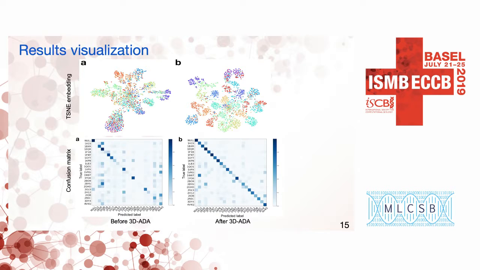Here are some visualization results. The TSNE embedding shows that after the domain adaptation, the features of different classes are better separated. And the confusion matrix shows that the classification accuracy significantly improves after 3D ADA, as the diagonal darkens here.